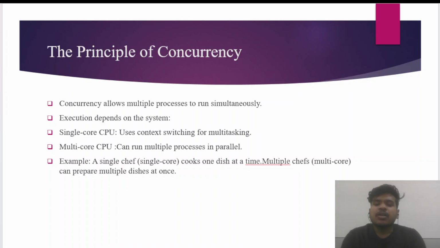For an example, think of a restaurant kitchen. A chef can only prepare one dish at a time because it is like a single core CPU. But with multiple chefs, if the restaurant is bigger, they are like a multi-core CPU. Multiple dishes can be cooked at the same time and served to the customers.